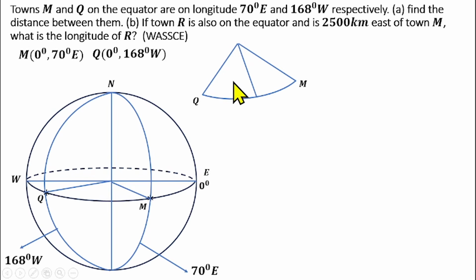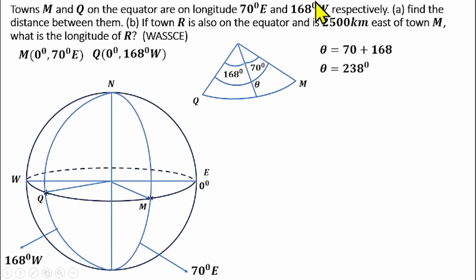If I have to find the angular difference between them, that should be the whole angle from here to here. From the origin to point Q, the angle there is 168, and from the origin in the middle to point M here, the angle is 70. Our aim is to find the angular distance between M and Q. That will give us theta, which is the addition of the two angles, and that will give us 238 degrees.